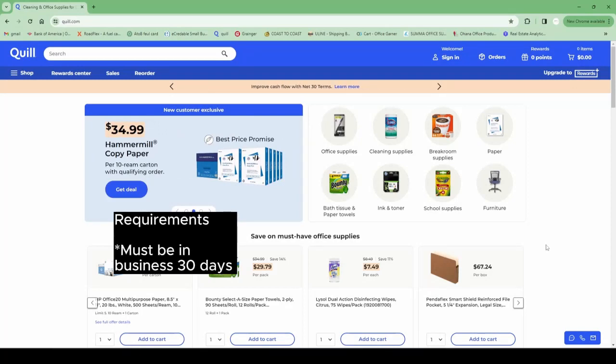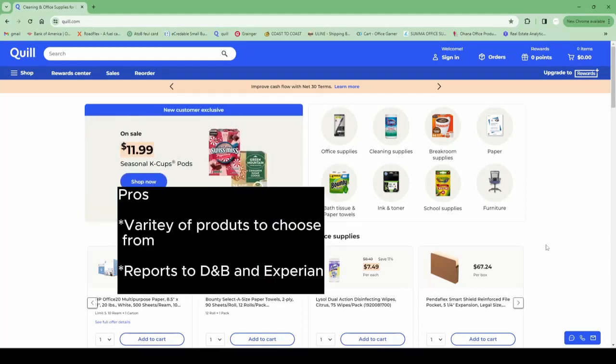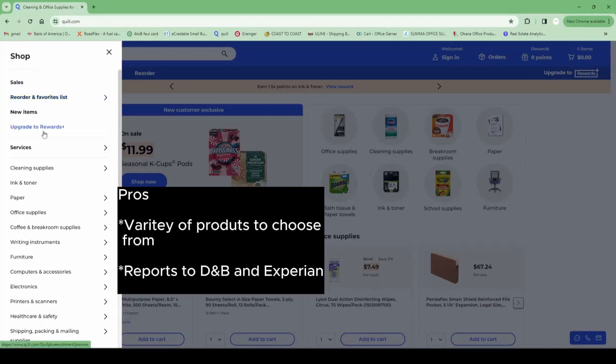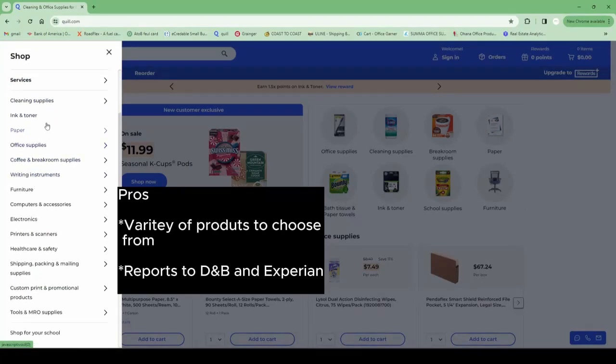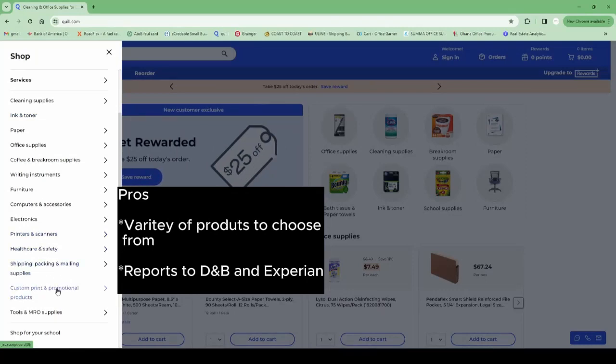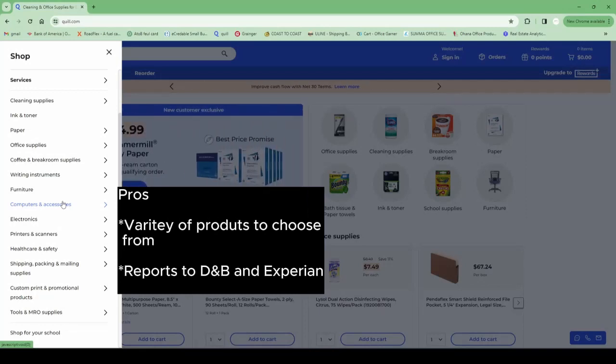Some of the pros that I love is they have a lot of products to choose from. So we're going to go ahead right here. They offer everything from cleaning supplies all the way up to printer stuff, health and care stuff. It's a lot to choose from. So if I was anyone, I would definitely start with Quill, because a lot of stuff on this website you will be able to use.